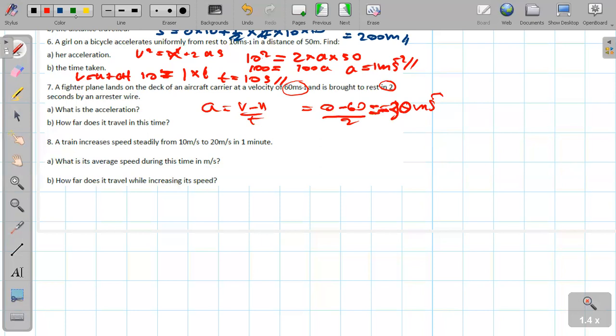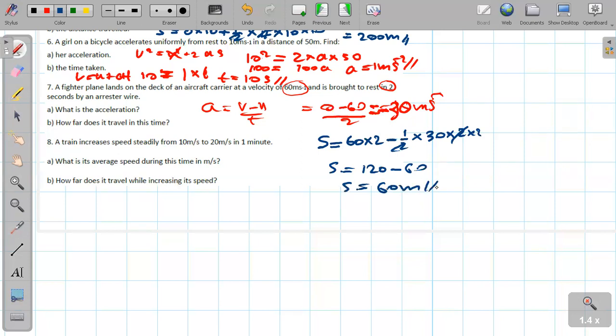That means 3g, three times gravity, a big acceleration. It's very hard to bear for regular people. That's why they are fighters. How far does it travel in this time? s equals ut plus half at², which is 60 times 2 minus half times 30 times t squared, so 2 by 2 cancels off. So it is 120 minus 60. s will be 60 meters. It will still travel a 60 meter long distance on the deck.